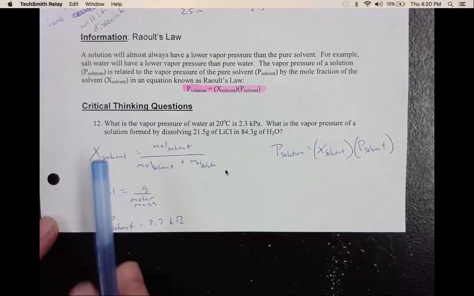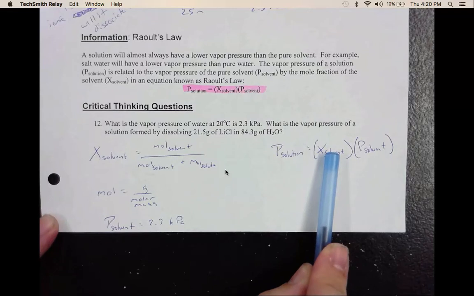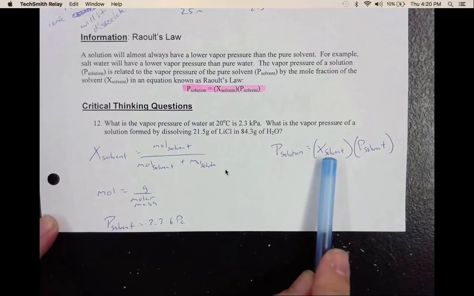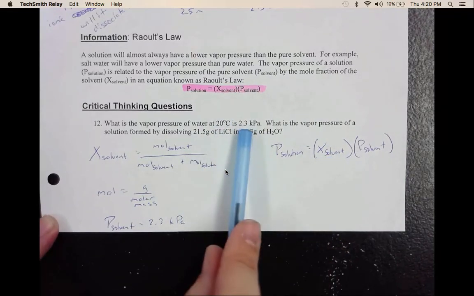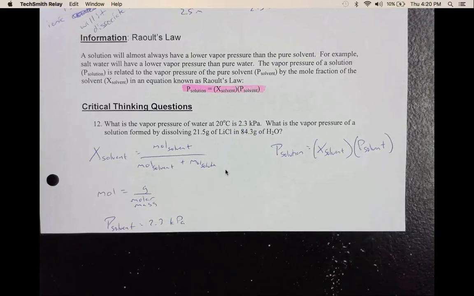Once you solve for the mole fraction, you will then plug that right in over here into Raoult's law, where the X of the solvent is. The pressure was given to you, so then you would just plug in the pressure and solve.